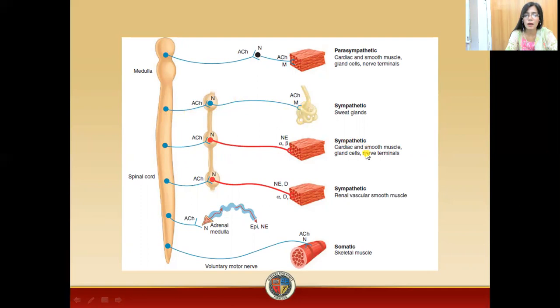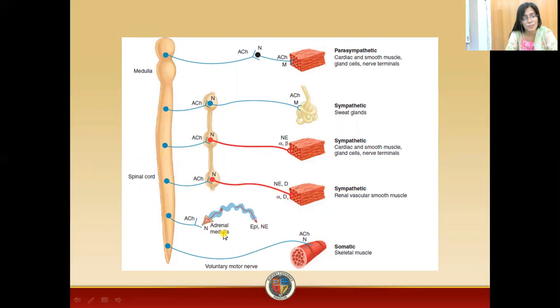Now, in case of the cardiac or the smooth muscle cells, this postganglionic fiber, which is represented by the red color, is just an indication that it is releasing norepinephrine on alpha and the beta receptors. Now, in case of the renal vasculature, in the sympathetic system, this postganglionic fiber is releasing norepinephrine and dopamine, which are acting on the alpha and the dopamine receptors.